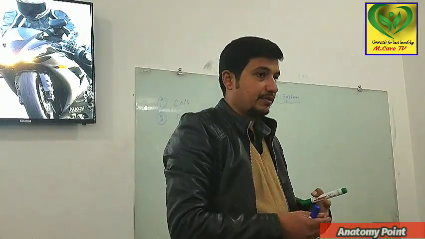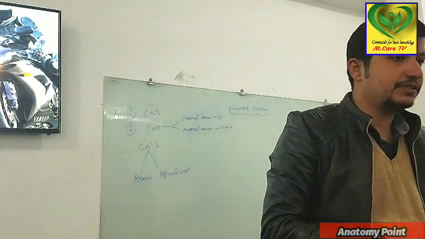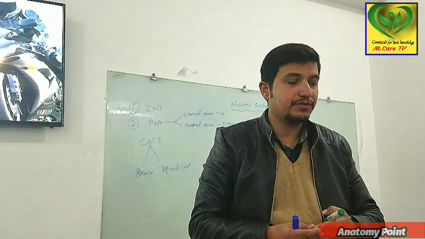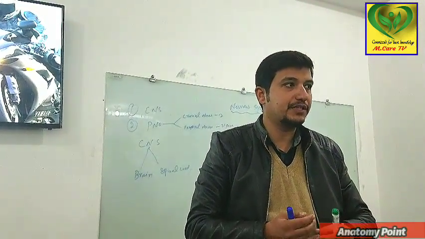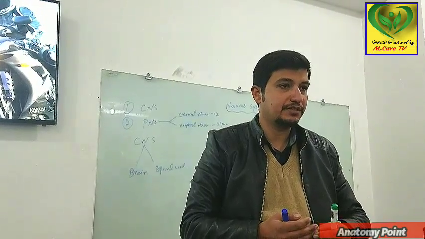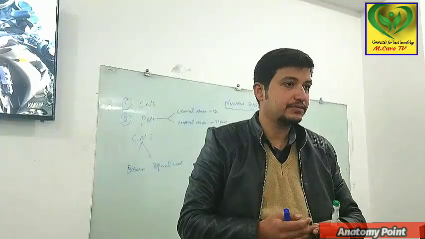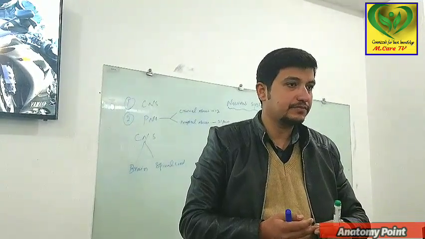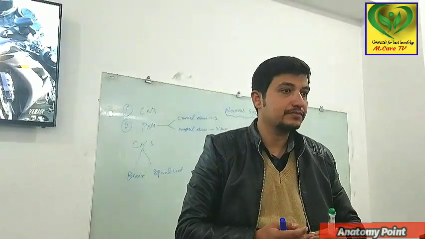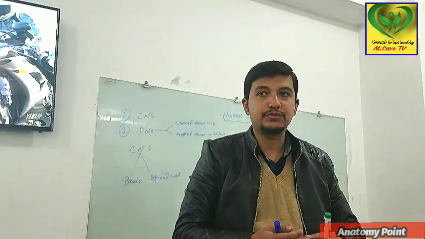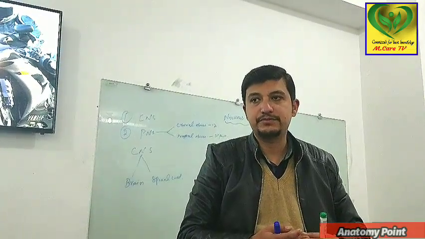Then the fourth one is the trochlear. Then the trigeminal, abducent, facial, vestibulocochlear. The eighth one is the vestibulocochlear, the eighth cranial nerve.